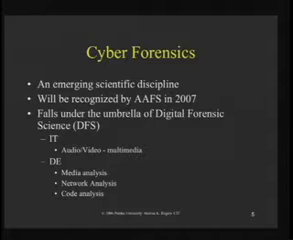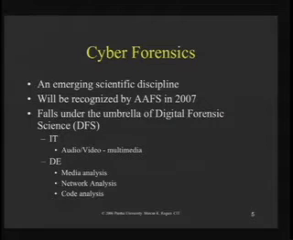So what is cyber forensics? Cyber forensics is an emerging scientific discipline. I'm going to use the term emerging. It is relatively new. If you compare it to the other forensic sciences that have been around, like latent fingerprint analysis since the 1800s, we've got about a 22 to 23 year history, which makes us a bit of a babe in the woods when it comes to the forensics field.